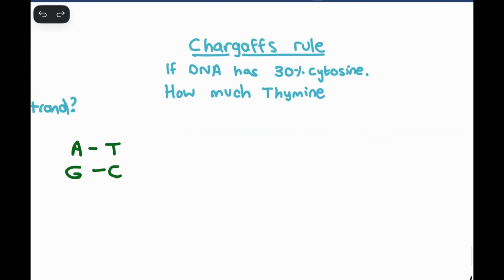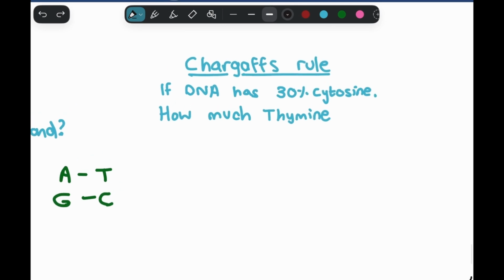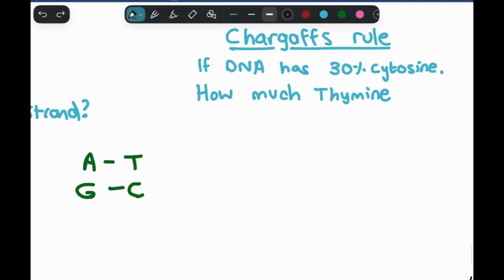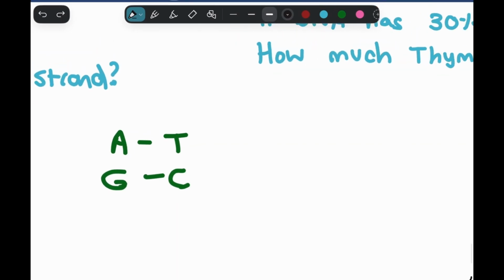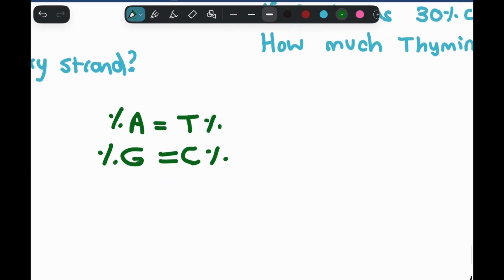Okay, now for Chargaff's rule. This basically states that in DNA, the nitrogenous bases that are bound together will have equal amounts of each other. So the amount or percent of adenine will be equal to the amount of thymine, and the amount of guanine will be equal to the amount of cytosine. And obviously in a whole DNA molecule, it will just be 100% overall.